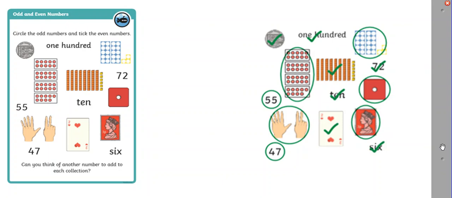Okay, so our even numbers are... sorry, that's wrong, ignore me. Our even numbers are the ones with the ticks, so this one, this one, this one, this one, this one, this one, and this one. And our odd numbers are the ones that are circled. So this one, this one, this one, this one, this one, this one, and this one, okay? Which is a 3p stamp, apparently. Okay, well done if you got those correct.